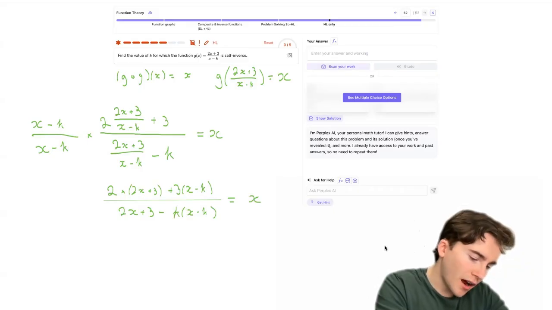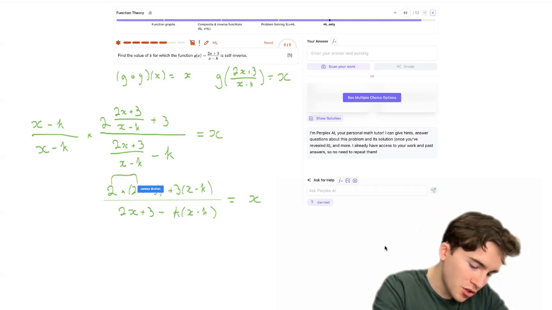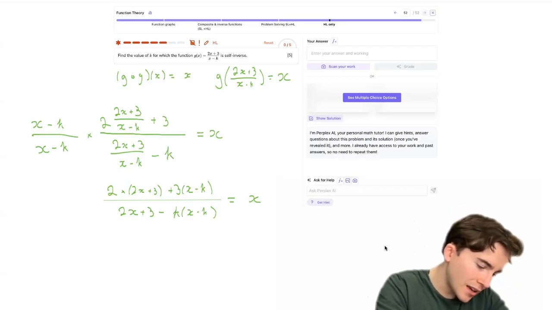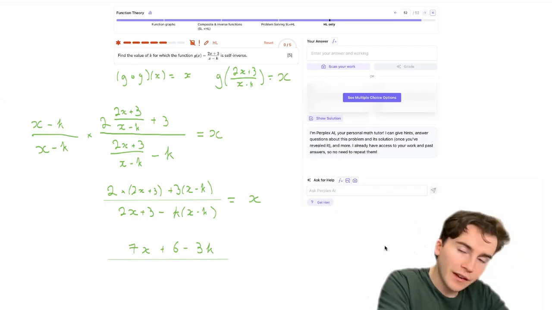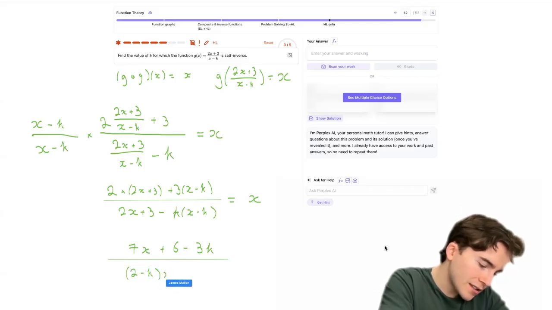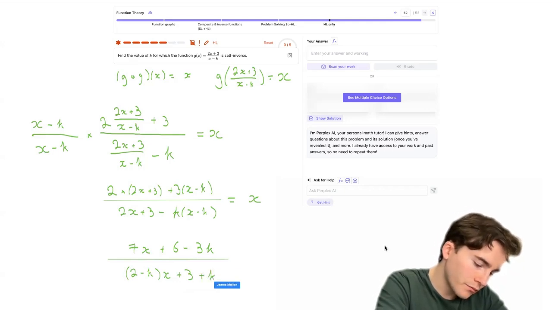Okay, so if I write out the entire numerator and try to simplify as much as I can, I'm going to get twice 2x, which is 4x, and I get another 3x from the second brackets, so that's going to be 7x. And then I'm going to have 2 times 3 plus 3 times minus k. That's going to give me negative 3k. So 7x, and let's not forget that 2 times 3 is plus 6, minus 3k. In the denominator, if I collect all the x terms, 2x and then minus kx. So 2 minus k x plus 3, and then negative k times negative k is plus k squared. That's still equal to x.